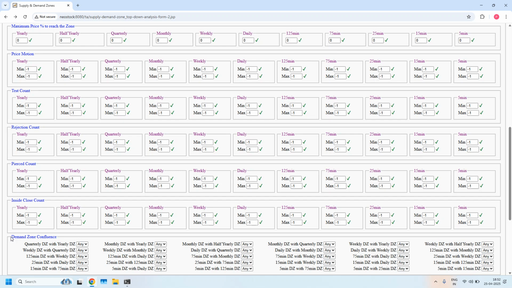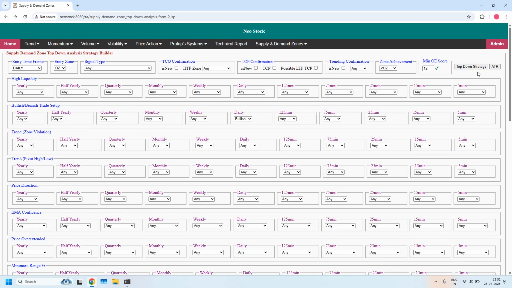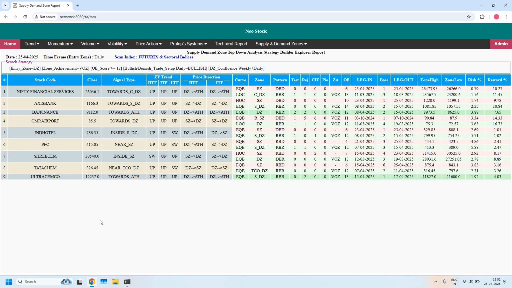In the demand zone confluence, I am setting the filter: daily demand zone having confluence with weekly demand zone. By enabling this, the daily demand zone should overlap with the weekly demand zone. When daily overlaps with a weekly demand zone, the daily order flow will be much stronger than a daily demand zone that is alone, that is not overlapped. So this has much stronger order flow. This is the assumption, and with this assumption we are filtering. So 9 stocks are filtered, from 18.